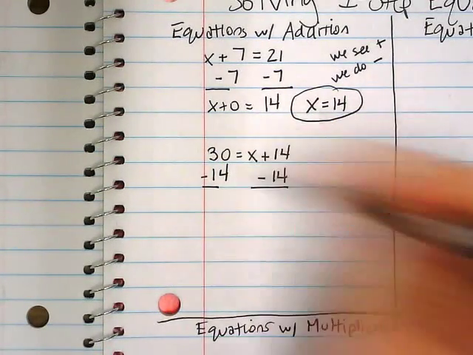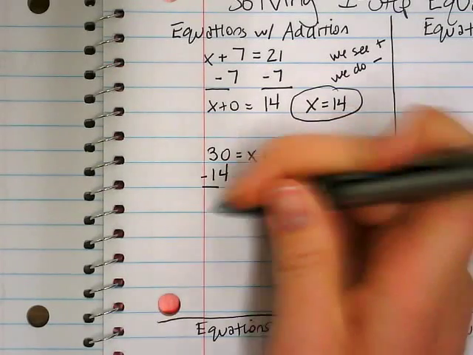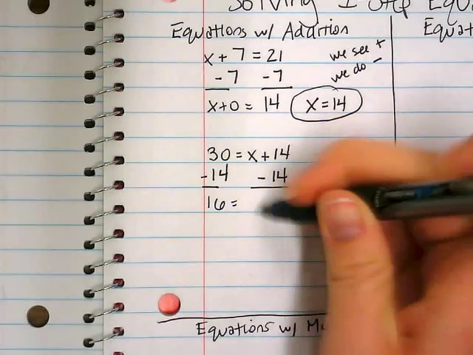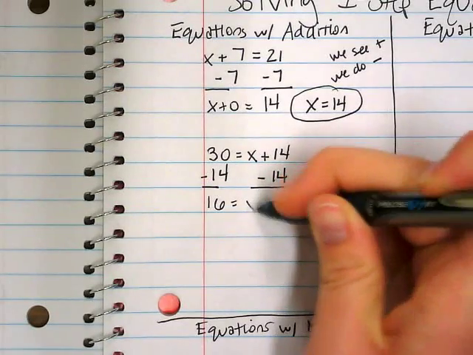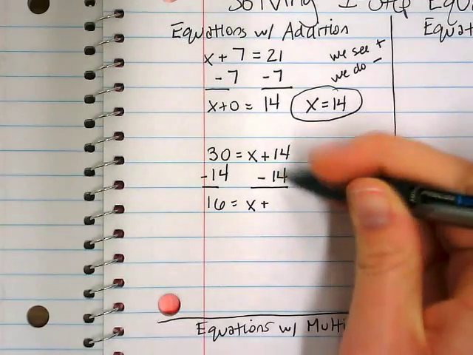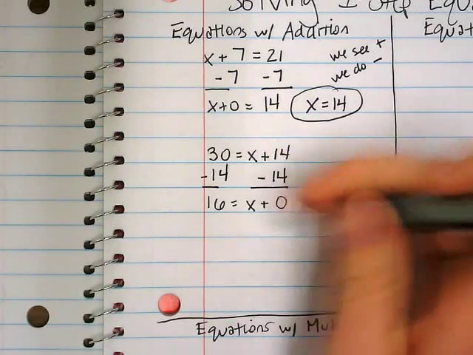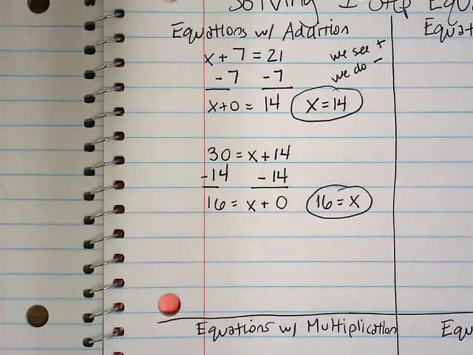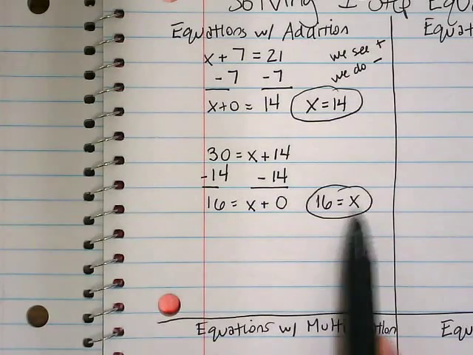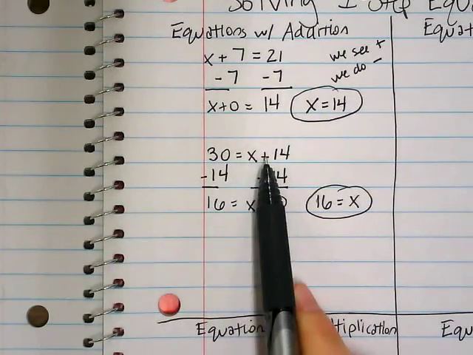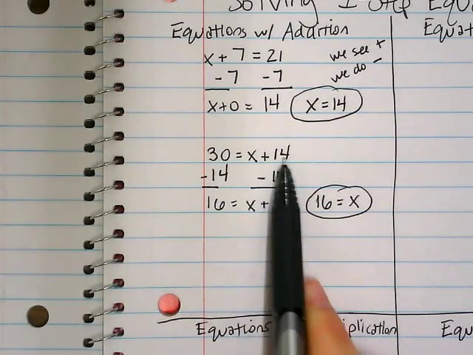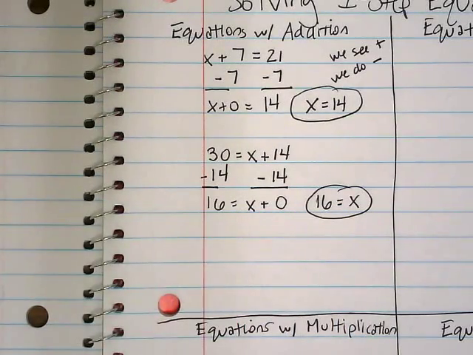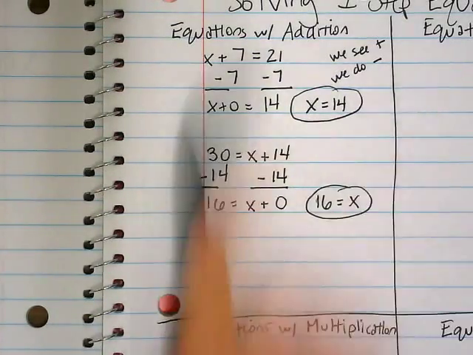30 minus 14 is 16. Here we've got an x plus 14 minus 14, which equals 0. X plus 0 is the same thing as just x. So we could rewrite this as 16 is equal to x, or x is equal to 16. We can plug that back in. X plus 14, or 16 plus 14, does equal 30. So when we check it, our answer is still the same. Those are our 2 examples of equations with addition.